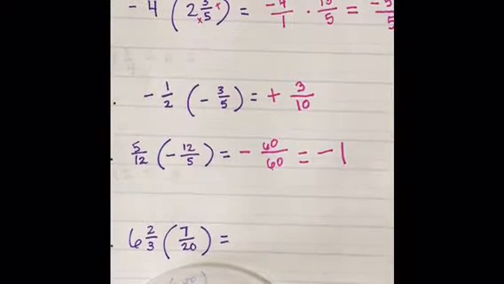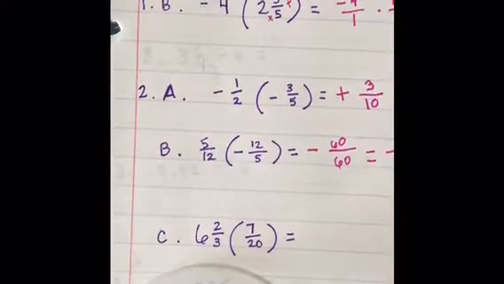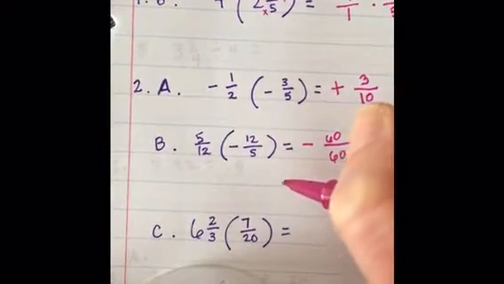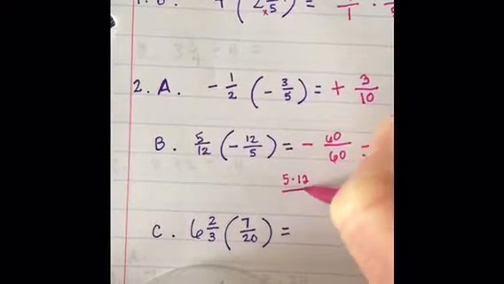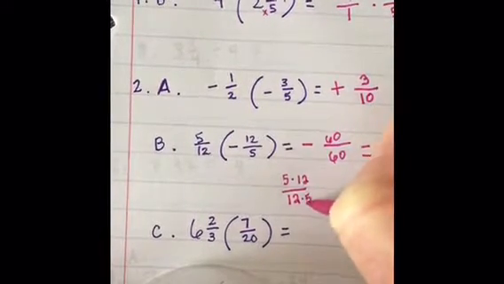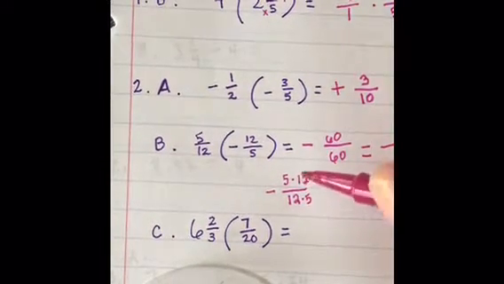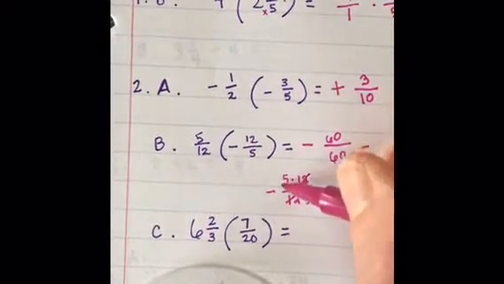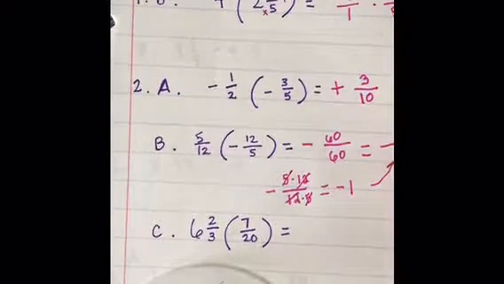But now I want to show you a shortcut called canceling. If we had rewritten this problem as 5 times 12 over 12 times 5, and we had our negative sign out there, you would notice that we could cancel some things here, because a 12 divided by a 12 is a 1, and a 5 divided by a 5 is a 1. So this equals -1, just like that.